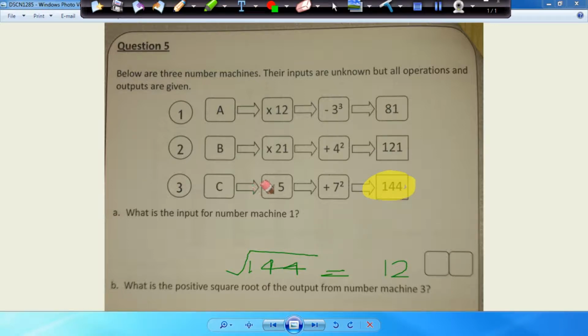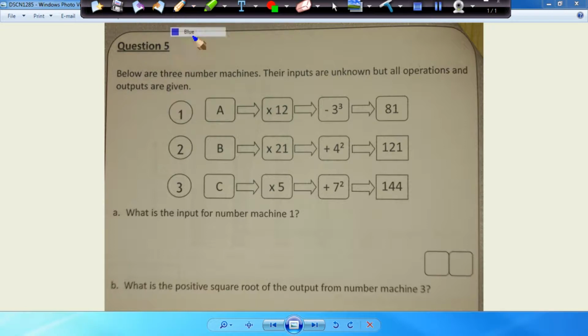Part C. What is the product of the inputs from number machines 1 and 2? Right, put your hand up if you can tell me what the word product means. Iman: many times. The word product means times. Does it mean a product in a shop? Like you're going to buy a pair of trousers or some trainers as a product? Product in mathematics means times.